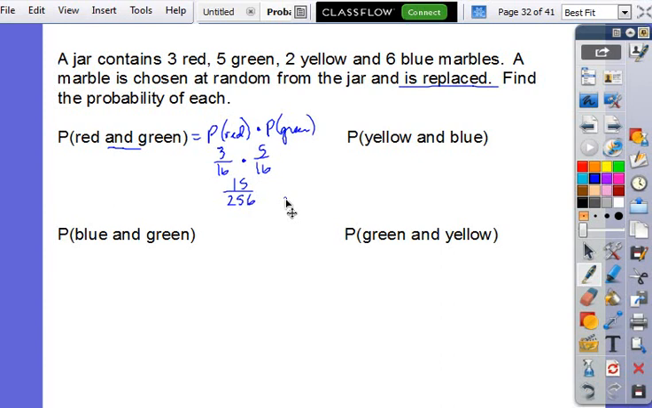All right, yellow and blue. So that means I'm going to do probability of yellow first times probability of blue second. So yellow in this case would be 2/16. 2/16 times blue, which is 6/16. Now you can simplify these if you want. First, I would just go ahead and type them in the calculator and it'll simplify it for you at the end. How much is this? 12/256. I want the simplified version. 3/64.